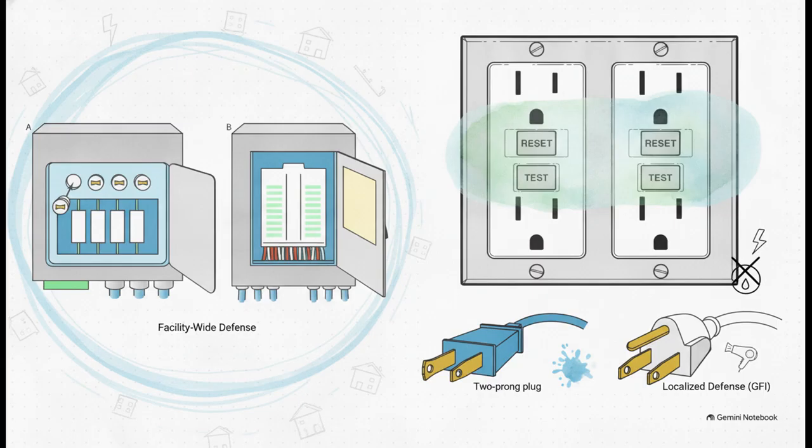But then you have a ground fault interrupter, or a GFI. These are absolutely required anywhere near water. A GFI senses even the tiniest little imbalance in the current and cuts the power instantly, right at the outlet. It's your immediate, on-the-spot defense system.